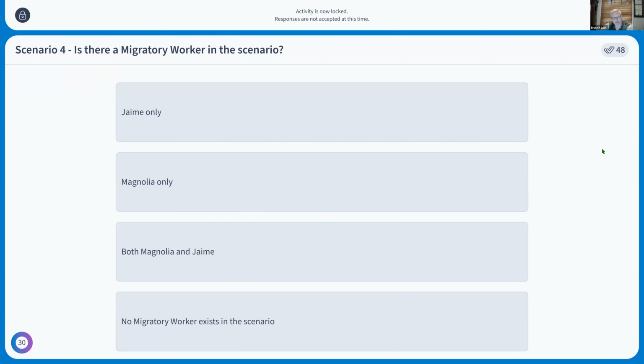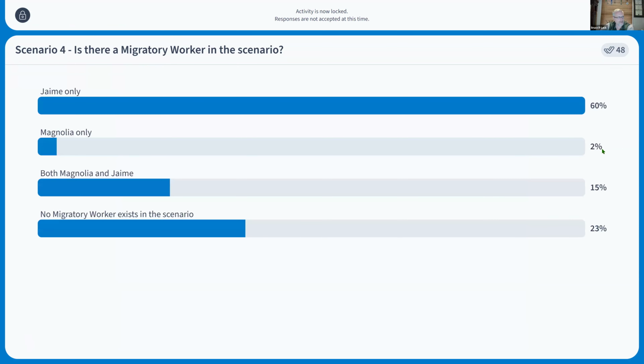All right, time is up. Let's see the results. The correct answer is Jaime only. Magnolia can't be considered a migratory agricultural worker because she has never made a qualifying move within the United States and engaged in qualifying work in the United States. Jaime is the only one that is described as doing that in this scenario. The correct answer was the first answer.